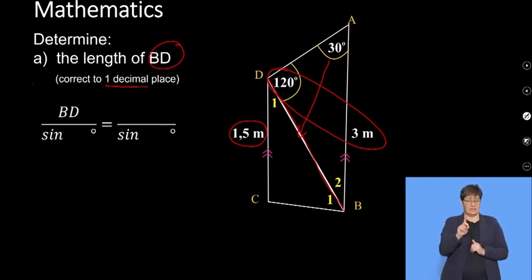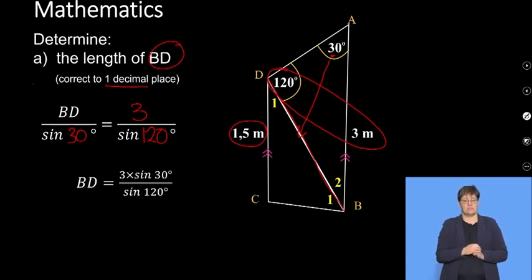Okay, so BD, and the angle across from BD is this angle here. So we're going to say sine of 30, and our full pair we're given is the 3 meters, and the angle across the 3 meters is 120 degrees. Right, so we're going to rearrange this equation to get rid of the sine 30 from our left hand side, and so we end up with BD is equal to 3 times sine of 30 over sine of 120.